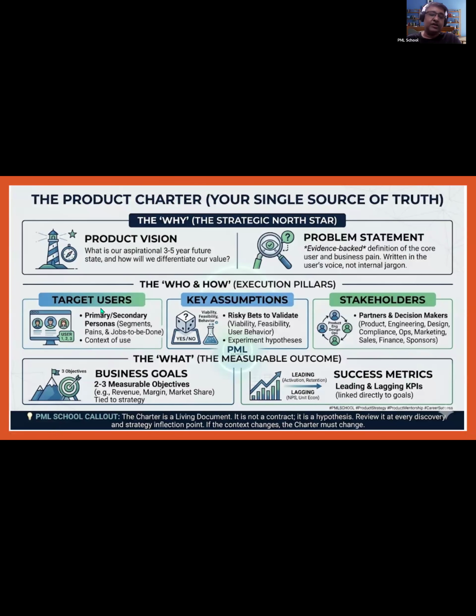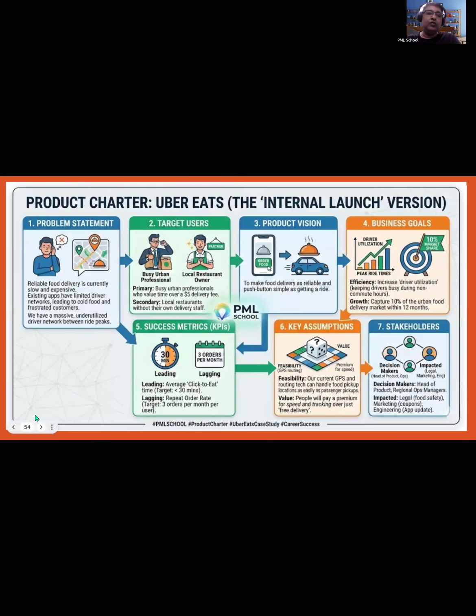target user. This comes in the product charter. We'll quickly do it today. We'll make it using AI tools. And key assumptions, stakeholders, what is the business goal, and success metrics, right? And if you see the Uber Eats product charter, this is the problem statement: food delivery is currently slow and expensive. Target users are local restaurants and urban professionals. Product vision, to make food delivery reliable. In terms of business goals, efficiency and growth, and then their success metrics, key assumptions, and stakeholders.